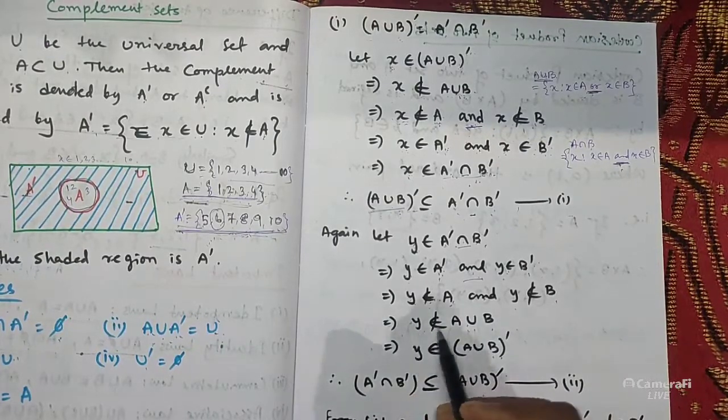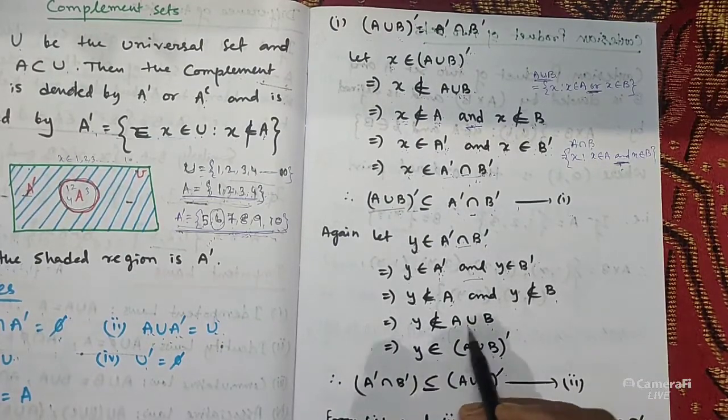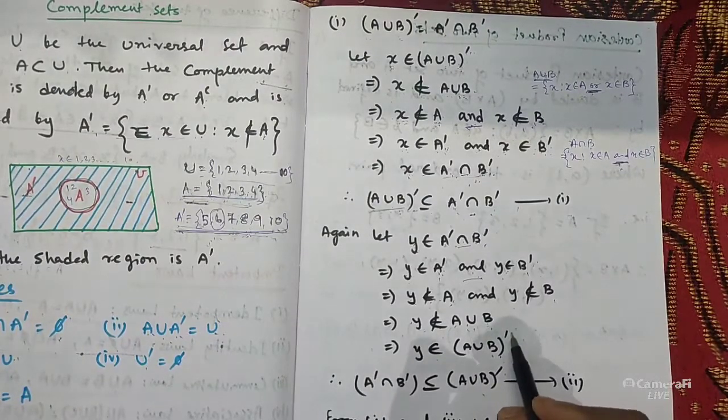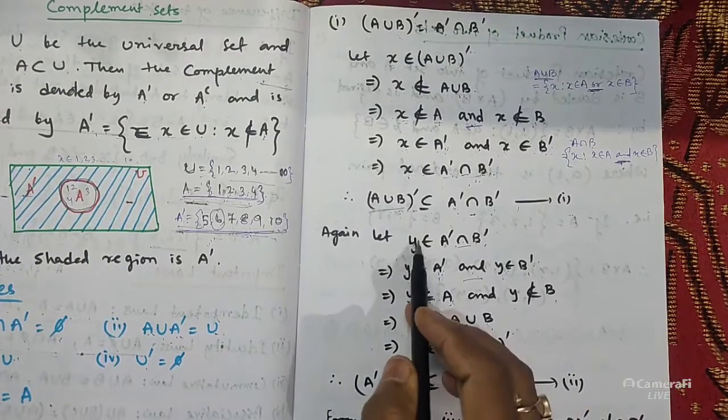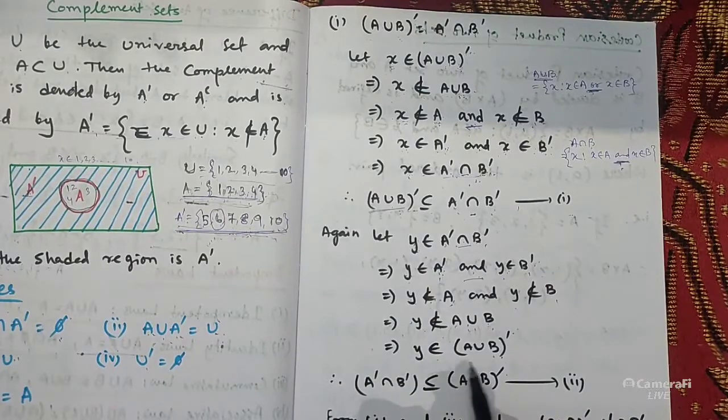So y does not belong to A union B. Now if y does not belong to A union B, where does it belong? Definitely it will belong to A union B whole complement. Okay. So we have taken that y belongs to this set and we get that y belongs to this set.